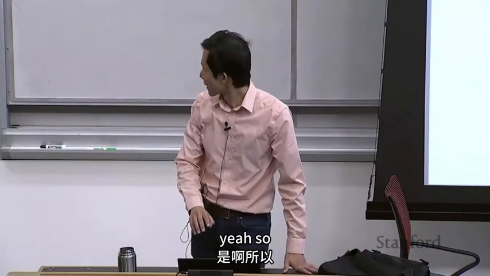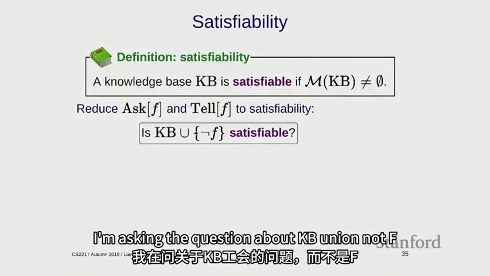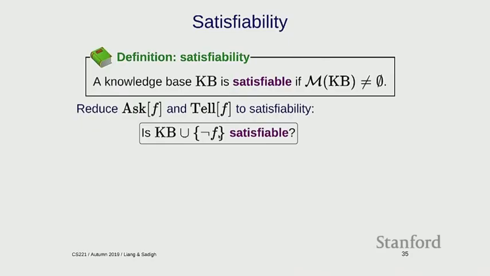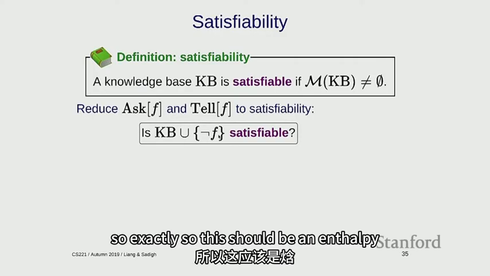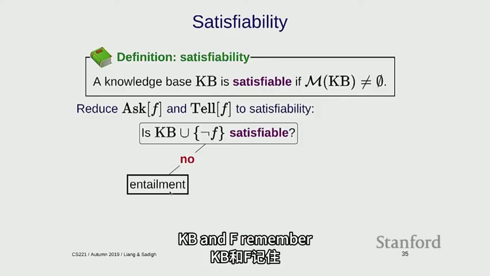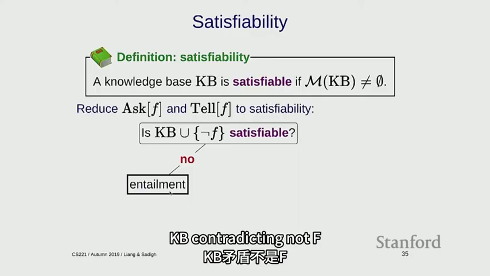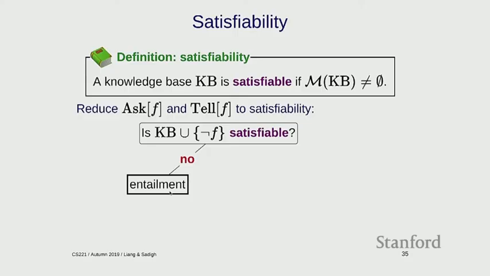I'm interested in the relation between KB and F. I'm asking the question about KB union not F. If F is already in KB, and I try to add not F, that's a contradiction. It should have F and not F. So exactly, this should be an entailment relation between KB and F. Remember, KB entails F is equivalent to KB contradicting not F.